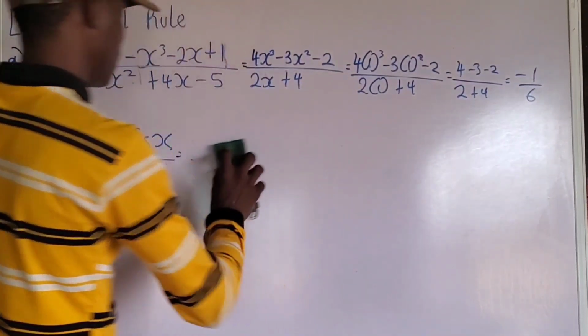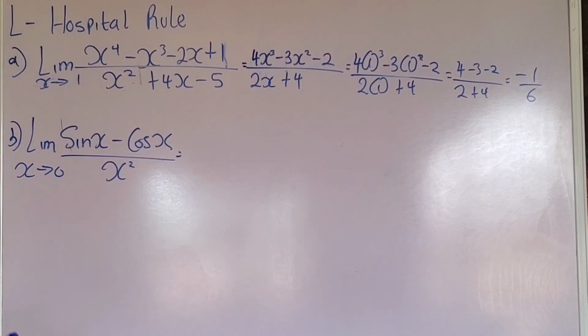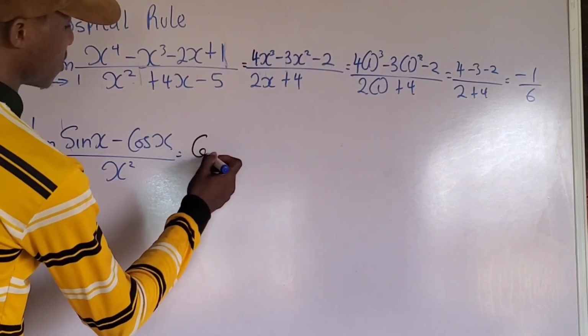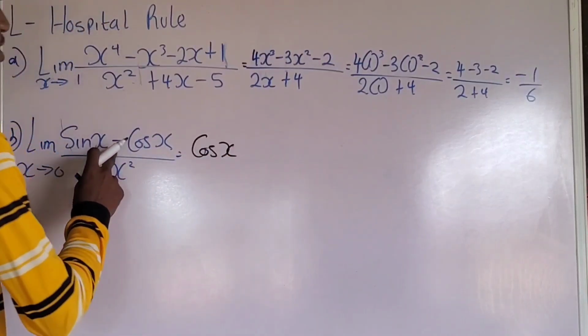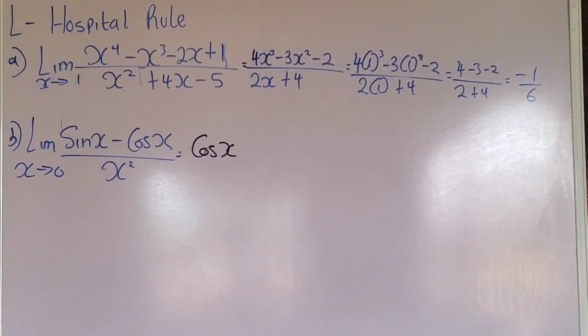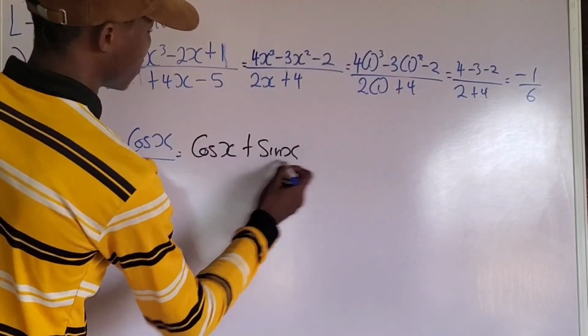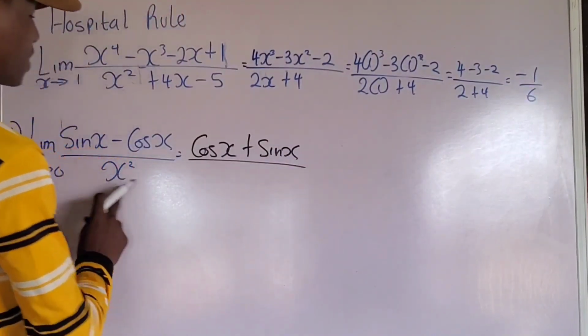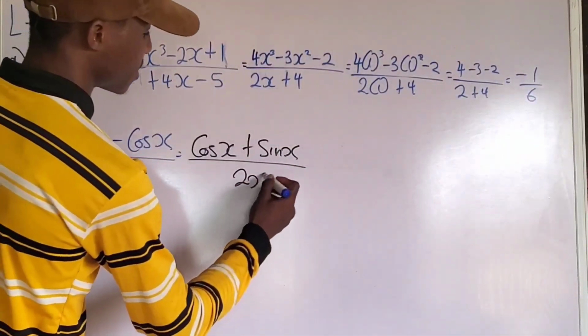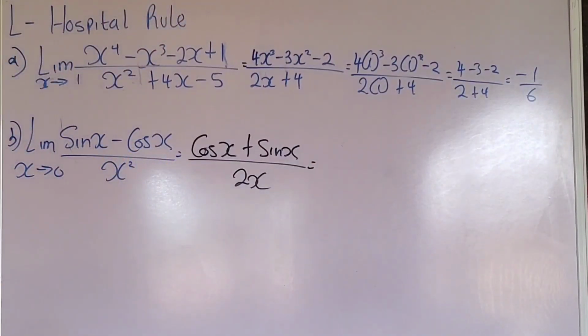Before you substitute the value of x as 0. So for this, differentiate sine x, you're going to get cos x. If you differentiate negative cos x, you're going to get plus sine x. All over, if you differentiate x squared, you're going to have 2x. Do you understand what I did?